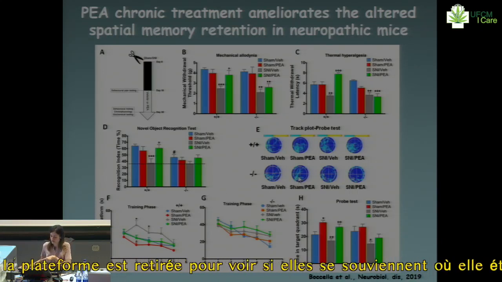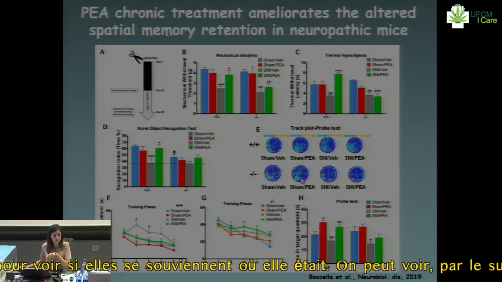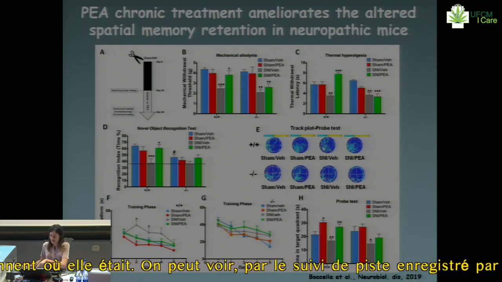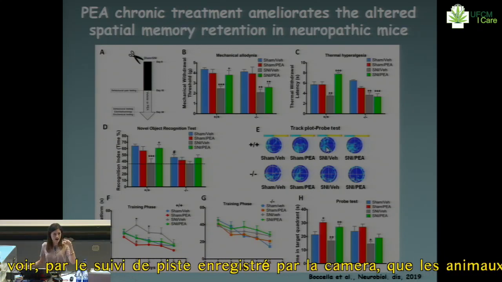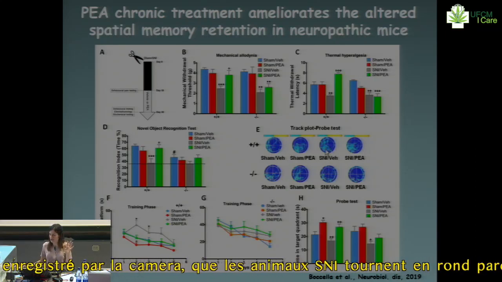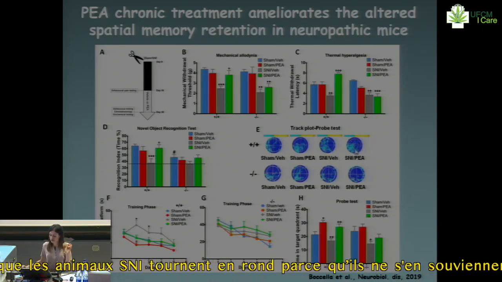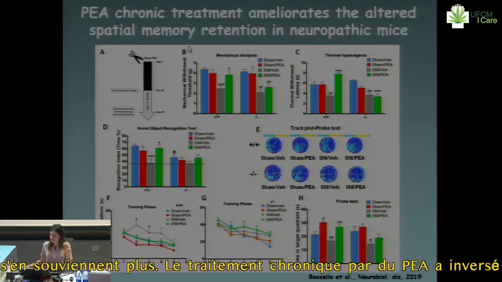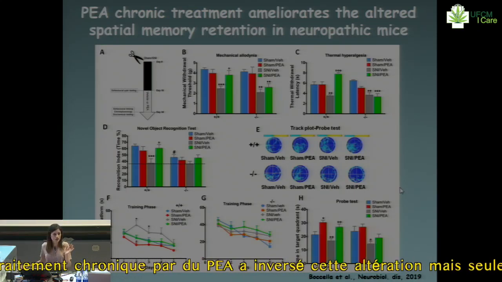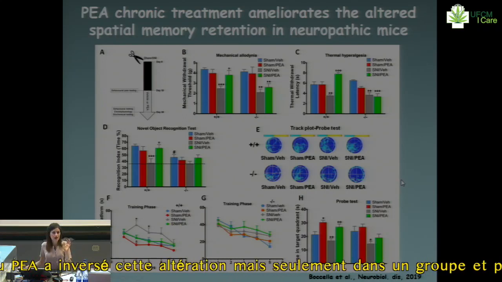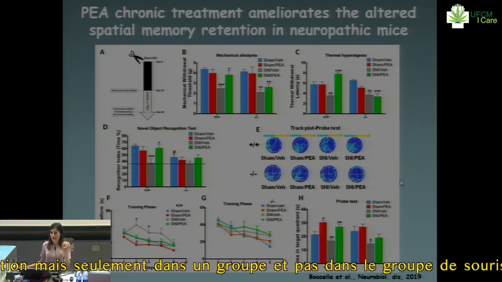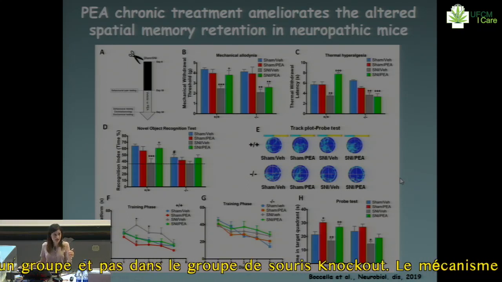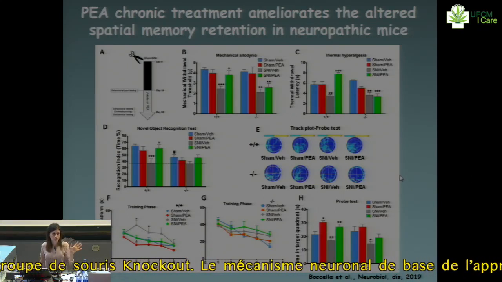And we can see from the track plot recorded by the camera that SNI animals just went around and around because they did not remember. And the chronic treatment with PEA reverted this alteration only in wild type but not in knockout mice. Functionally, the neural mechanism at the basis of learning and memory is long-term potentiation.